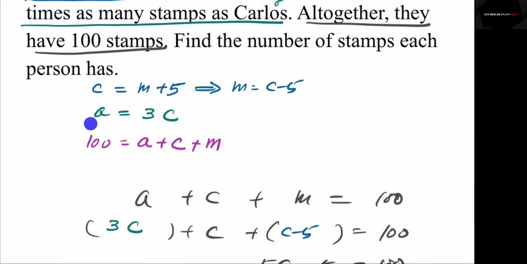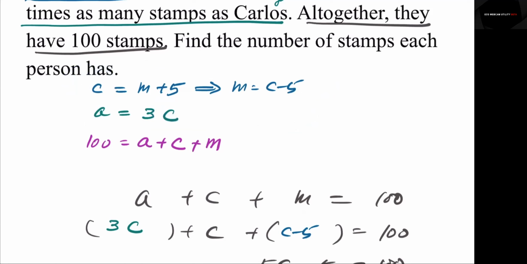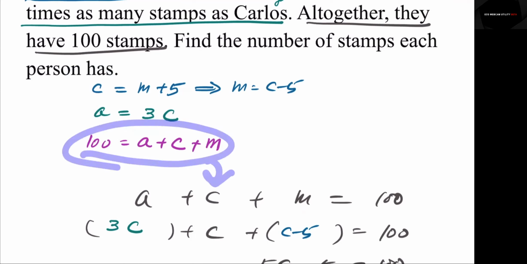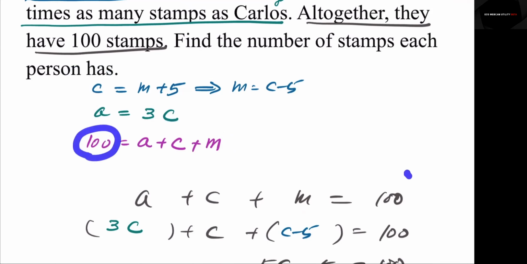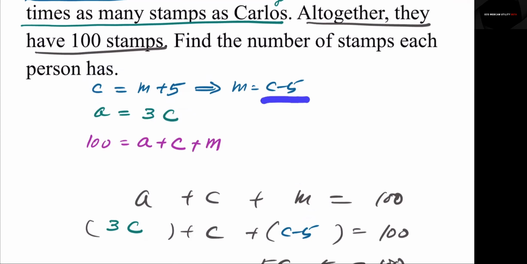So these two have C's in common. So let's solve this in C, right? So I copy this over here, and I decided to put the 100 on the other side because that's what I feel comfortable with. What is A equal to? According to that second equation, A is equal to 3C. What is M equal to? When I solve for the M over here, I ended up with C minus 5.